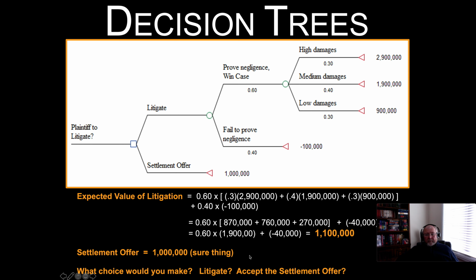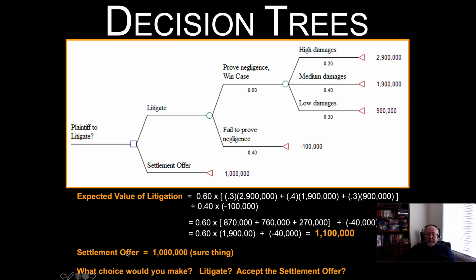We can see that the expected value of litigation, 1.1 million, is higher than taking the 1 million sure thing. So you have a choice to make. Some people, those who make their choices based almost solely on expected values, would say, let's go ahead and litigate. Other people would say, let's make the safe choice and take the 1 million. Which are you? Are you risk averse, in which case you're going to take the 1 million sure thing, or are you more attracted to risk, more of a risk taker? Well, in that case, you'd be more likely to litigate, but nevertheless, the choice would be yours.